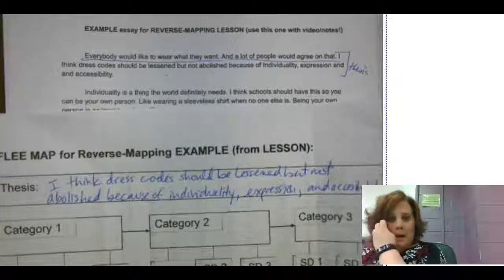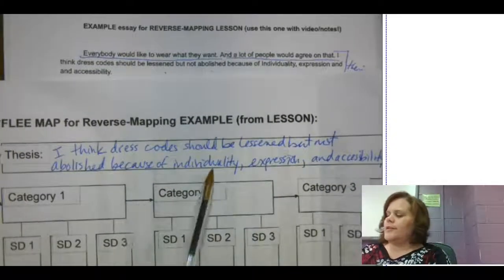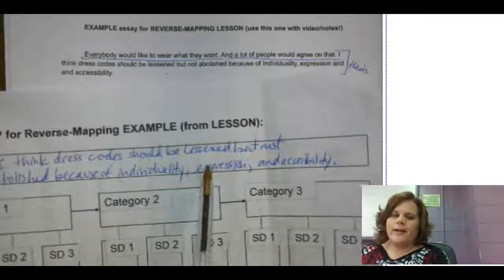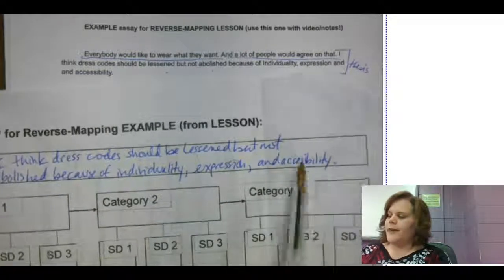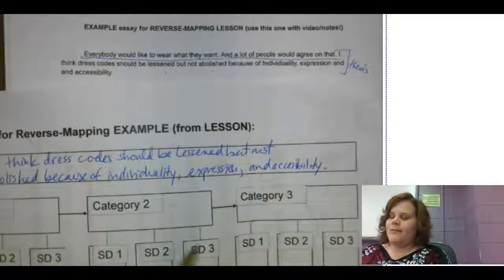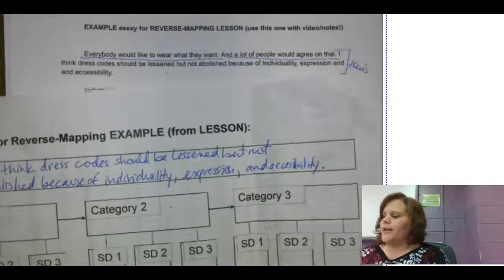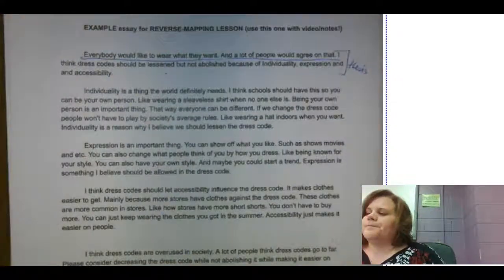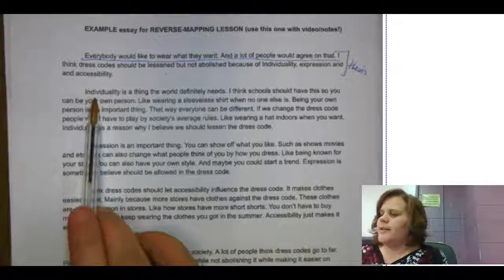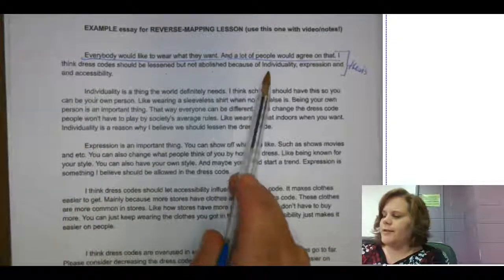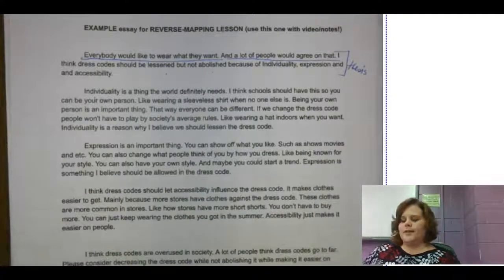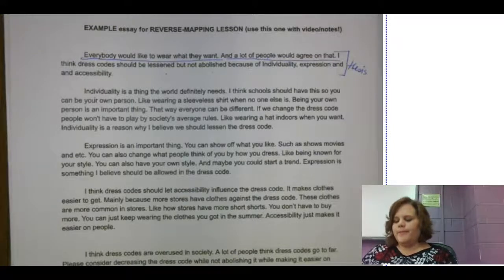Now in theory, this means that this first category should be talked about in the next paragraph, and the second category in the next paragraph after that, and the third one in the last paragraph after that. So we'll see what happens. If that happens, then it's organized. Okay, so individuality is the thing the world definitely needs. Is that our first reason? Yes, it is. So topic sentence, and I'm going to fold this just so I can kind of show you a little bit better.